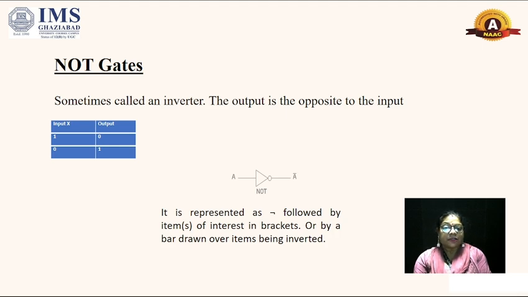It is represented by the circle shown in the figure. It is also represented by the bar sign, or by invert followed by the item of interest in the bracket, or by the bar drawn over the item being inverted, like A bar or B bar, that means A negation or B negation.